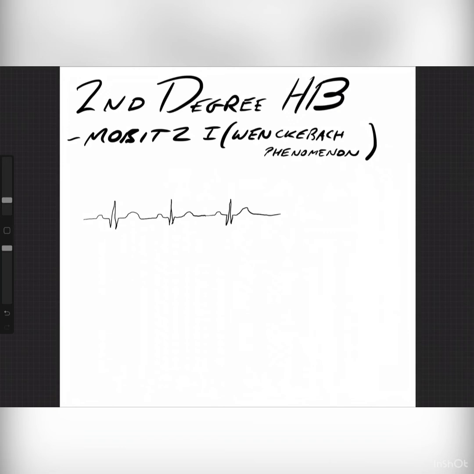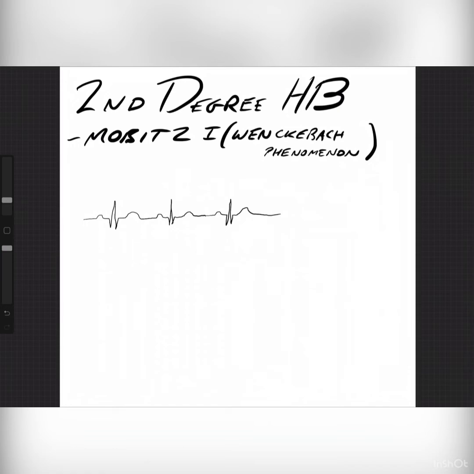So, as we mentioned at the start, second degree heart block can be divided into two types: Mobitz I, also known as the Wenckebach phenomenon, and Mobitz II. With Mobitz I heart block, this is once again the normal trace with the constant PQRS. The PR interval is the same each time.